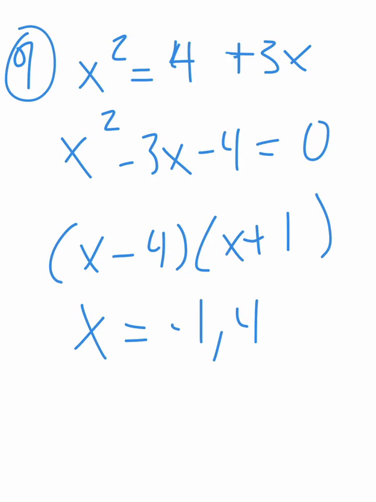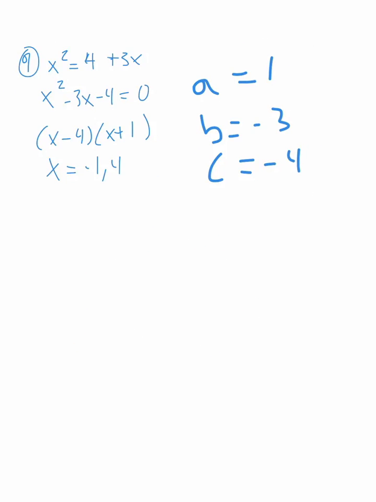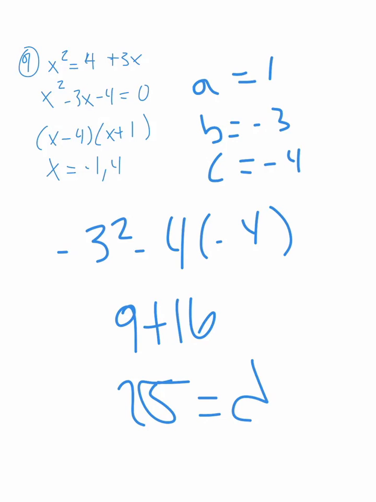For number 9, you have x squared equals 4 plus 3x. You first start off by switching 4 plus 3x to the other side, which will give you x squared minus 3x minus 4. Once you do that, you can now factor your equation, which will give you x minus 4 and x plus 1, which means x will equal negative 1 and 4. For your discriminant, a equals 1, b equals negative 3, and c equals negative 4. Once you substitute all your numbers in, the discriminant will equal 25.